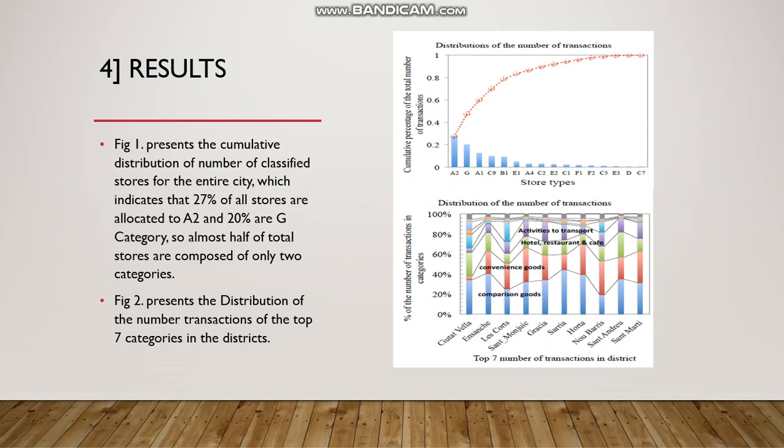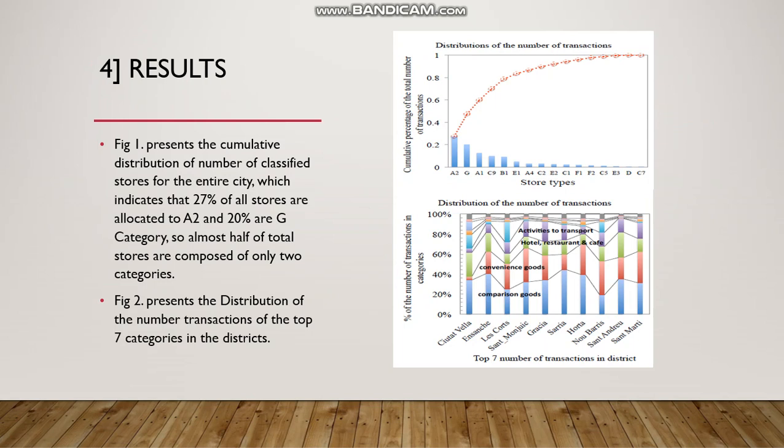Number 4. Results. The first figure shows the cumulative distribution of the number of classified stores for the entire city. We can see that almost half of the total stores are composed of only two categories, A2 and G.